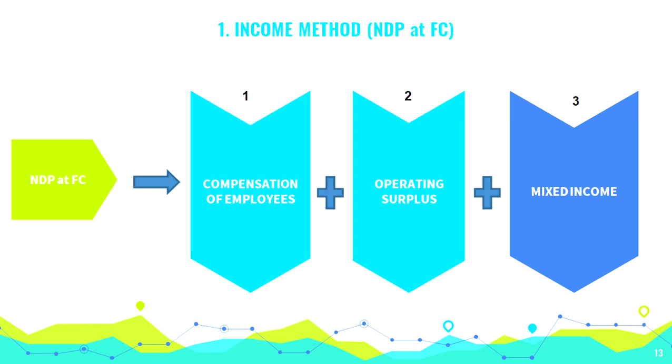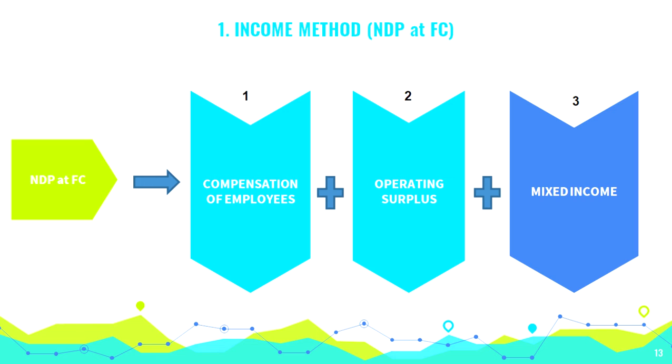Now, short form for income method, as I said, is NDP at FC. There are 3 main components for NDP at FC. First component is compensation of employees. In short, you can remember it as COE. Second component is operating surplus and third component is mixed income. I'll repeat again. NDP at FC is equal to compensation of employees plus operating surplus plus mixed income.